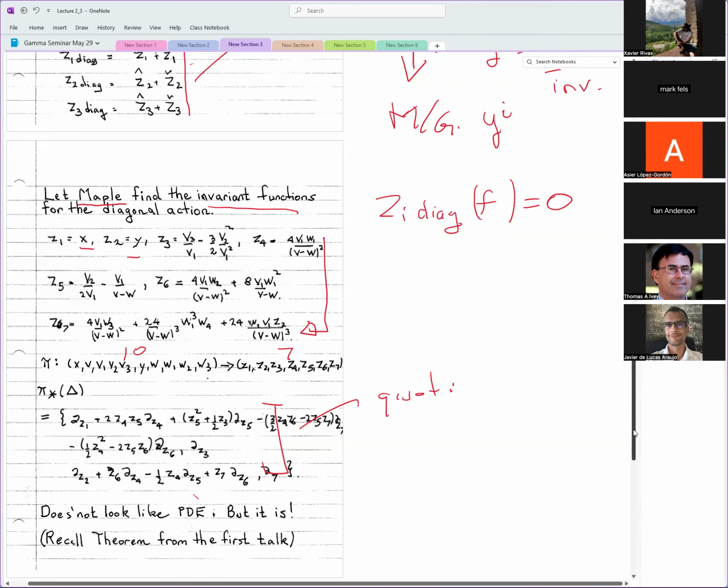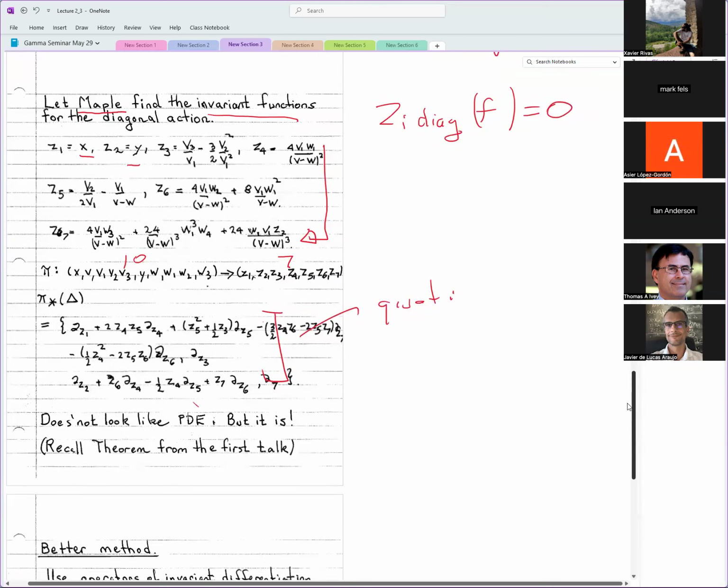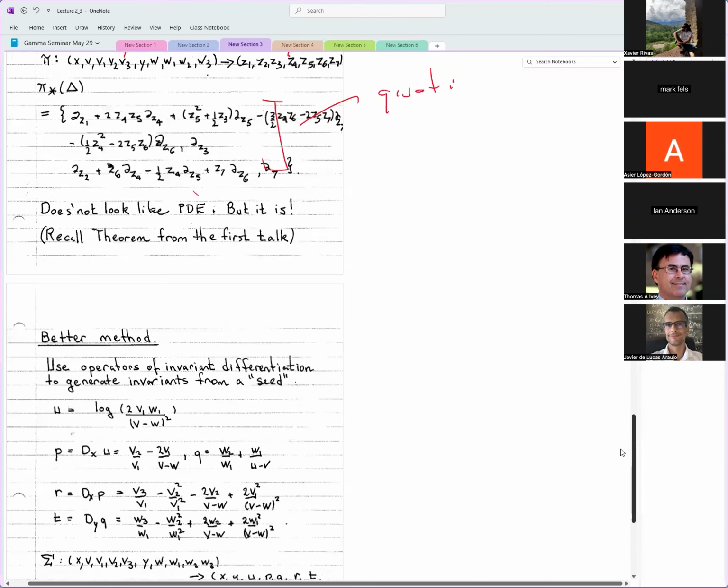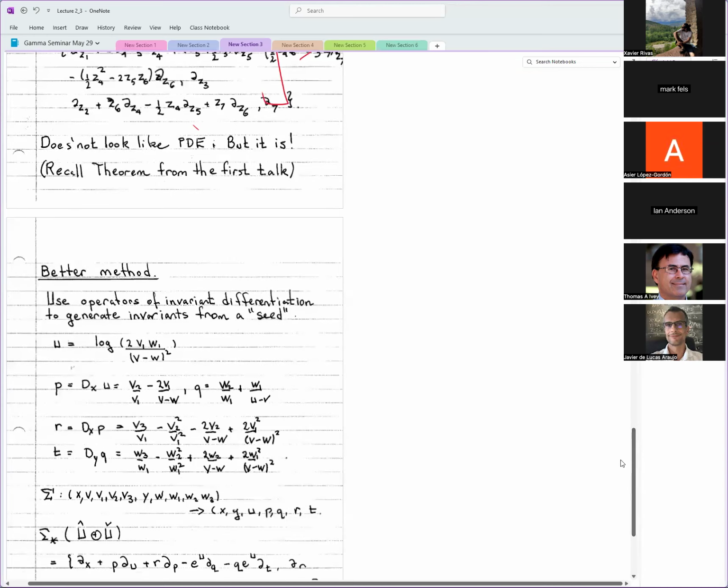You may pick bad coordinates and you can't do the quotient and you can't recognize what you've got. And that's why these recognition theorems are so, so important and so reassuring. Okay, a better way to do this reduction, a better way of getting good coordinates, is to use operators of invariant differentiation.